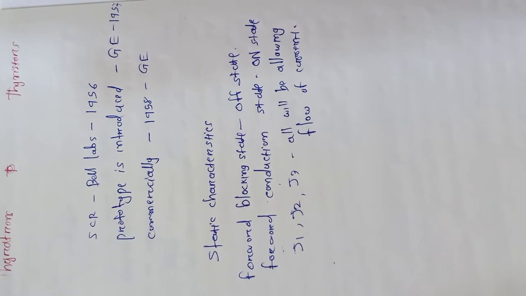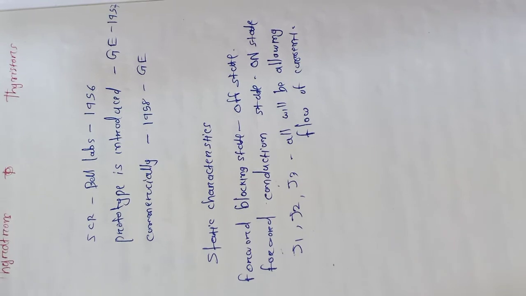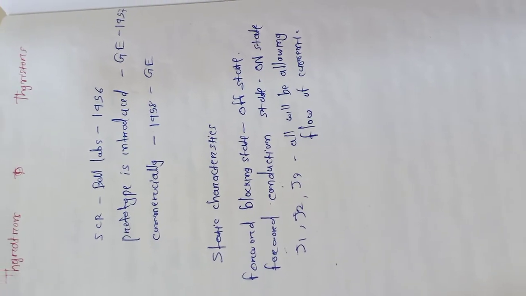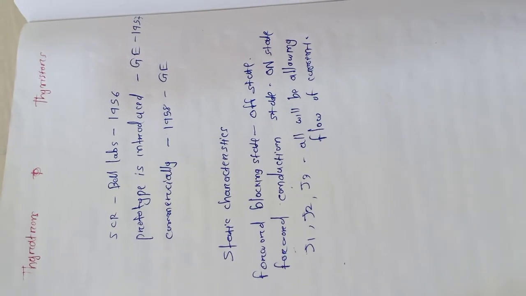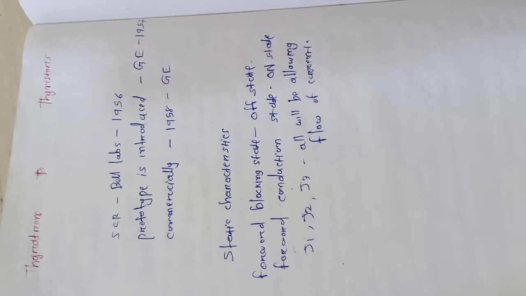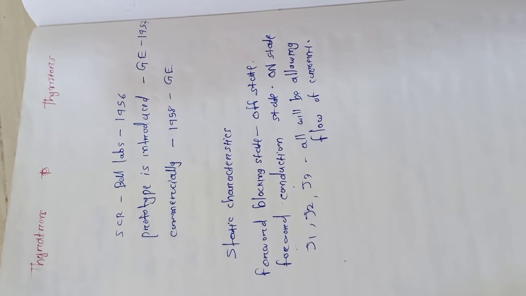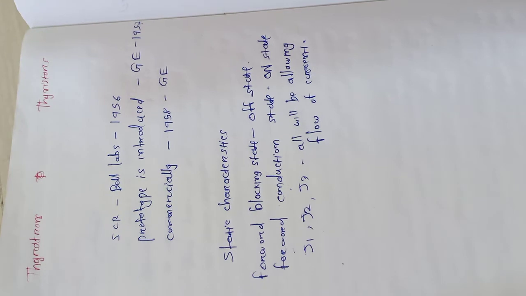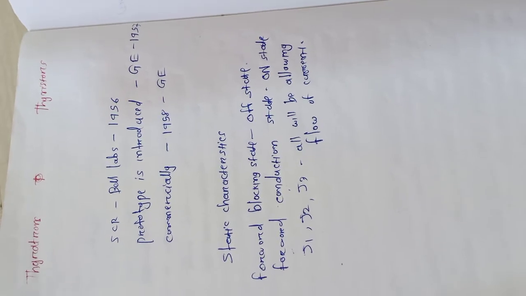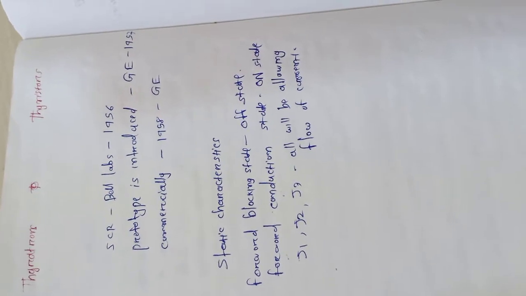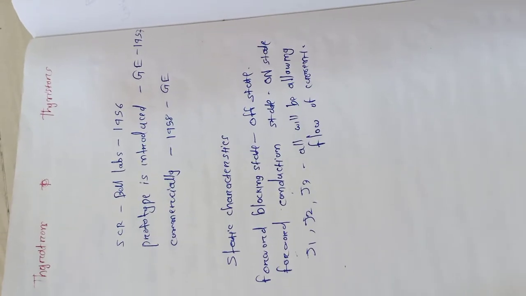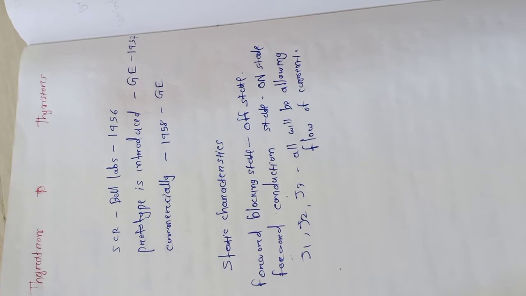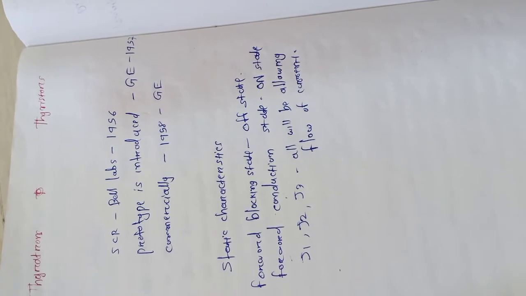And turn off of a SCR means forward conduction state to forward blocking state. So in forward conduction state, the voltage across the SCR is very negligible and nearly equal to 0 and the current is anode to cathode current. In forward blocking mode, the SCR is equivalent to an open switch, so voltage across the device is supplied voltage and current is forward leakage current.